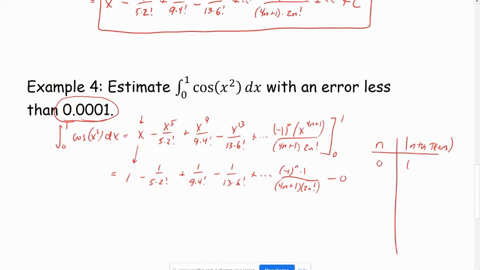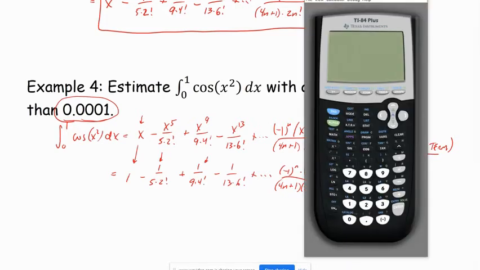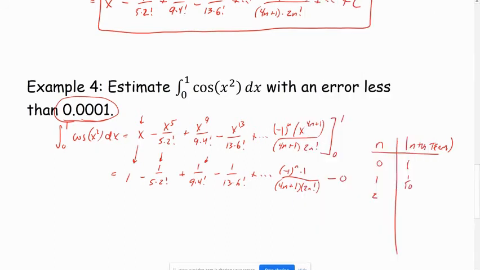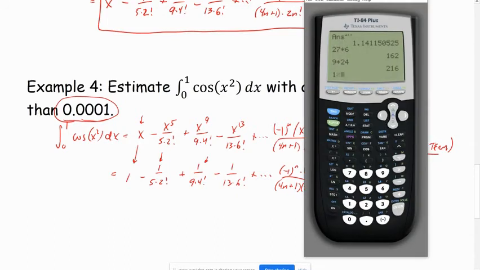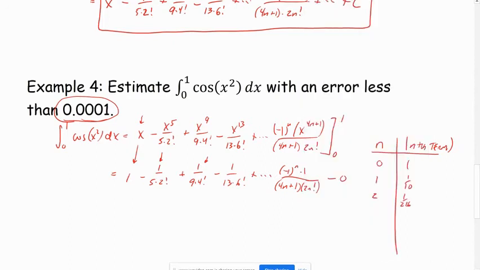And when n is 1, that puts us here. That is 1/10. We're taking the absolute value. And here, when n is 2, we get 9 times 4 factorial. So that's 9 times 24, which is 216. So 1 over 216. As a decimal, 1 divided by 216 is about 0.0046. So it's not small enough yet.